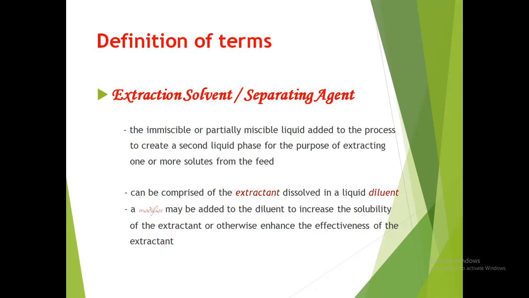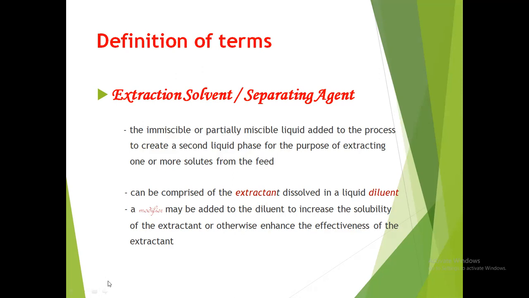Now, our extraction solvent, our separating agent, can be comprised of the extractant dissolved in the liquid diluent. Your diluent in your separating agent is comparable to your carrier solvent in the feed. The extractant is comparable to the solute in the feed. So the one responsible for taking out the solute in your feed is really the extractant. The one that carries it in your separating agent is your diluent. Now we can have an added component we refer to as the modifier. It is being added to your diluent to increase the solubility of the extractant or otherwise enhance the effectiveness of the extractant. So the purpose of the modifier is to improve the characteristic of the extractant to take out the solute from the feed.